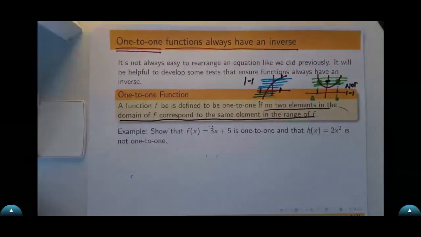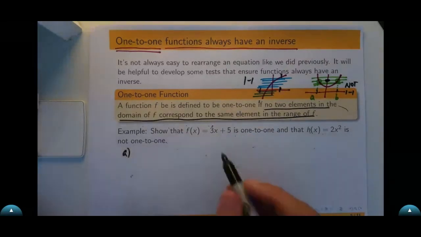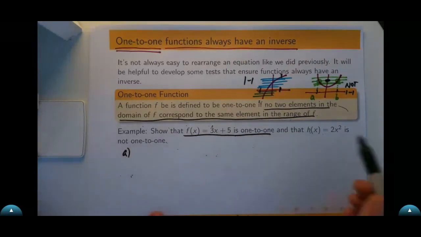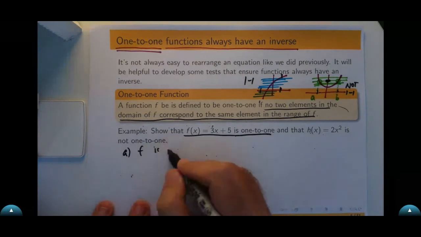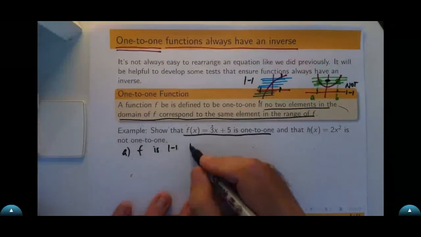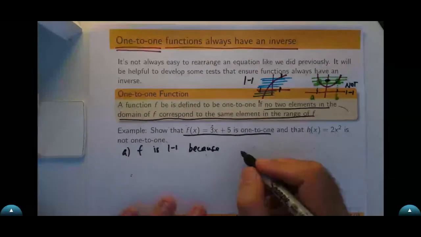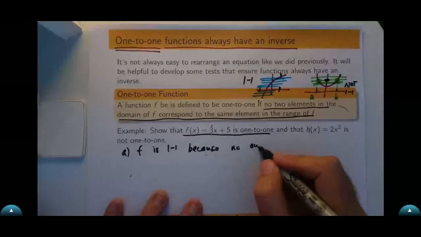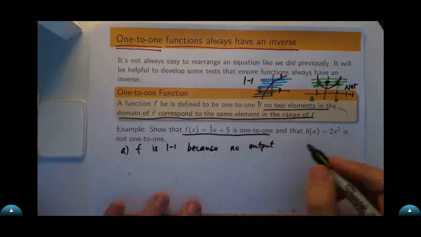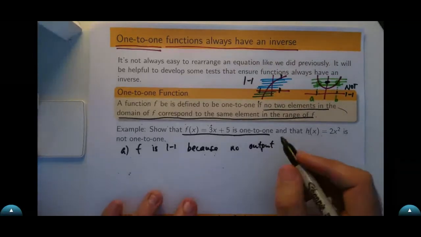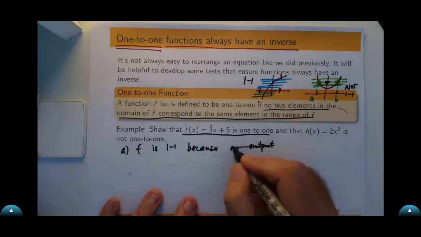For this one, let's just have a look. Show that this function is one-to-one. Okay, so f is one-to-one because no output. Hang on, let me rephrase that.